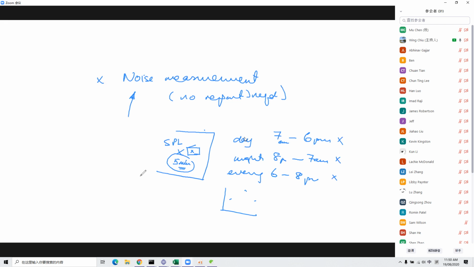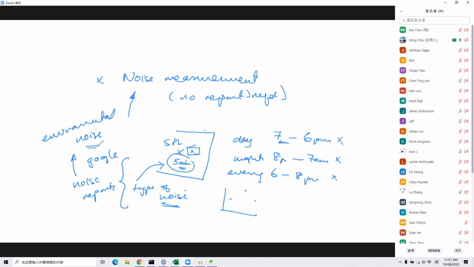During your measurement, if you take note of the types of noise, it is actually very informative. If you Google noise reports, there are lots and lots of reports on environmental noise from any heavy industry, and you'll find that this kind of measurement is often done.